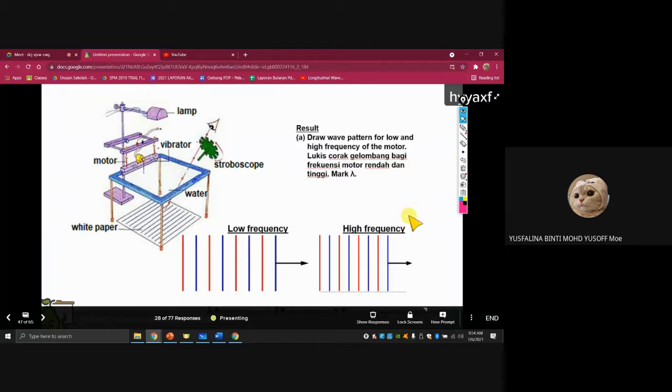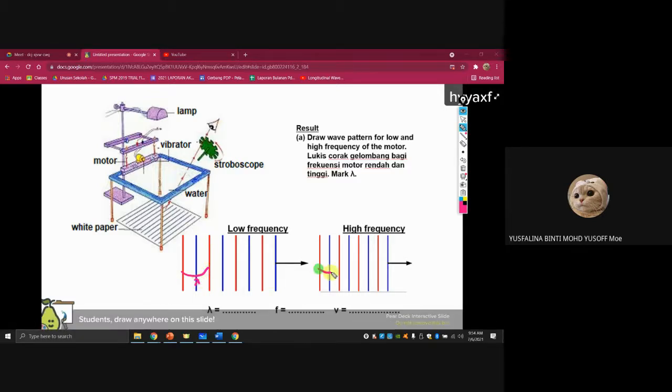So here the answer should be, you can see the lambda is decreased, right? So here is the lambda. Okay, and here is the lambda. So you can see it becomes smaller. So this one is decrease. Okay, so the F is increasing. So V is equal to F lambda. So if F is increasing, the velocity is also increasing. Okay, so that's the answer.